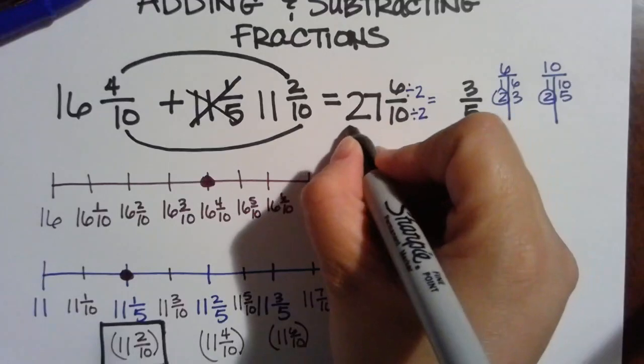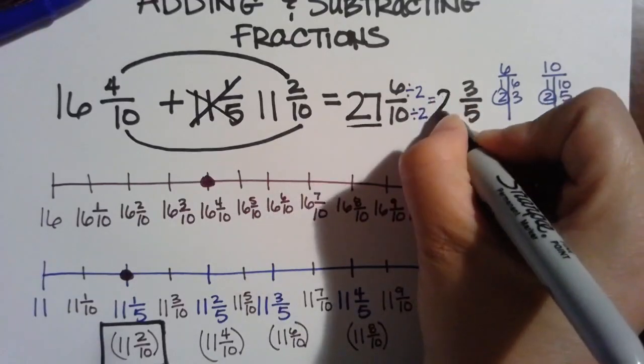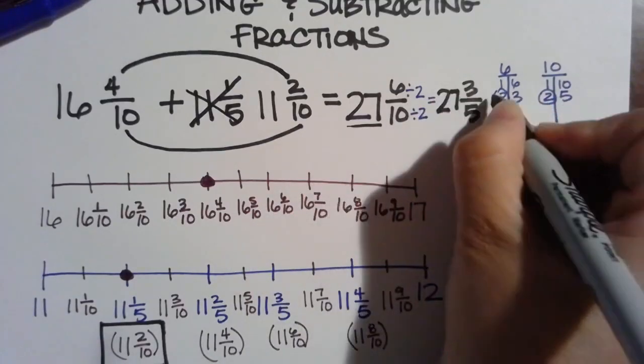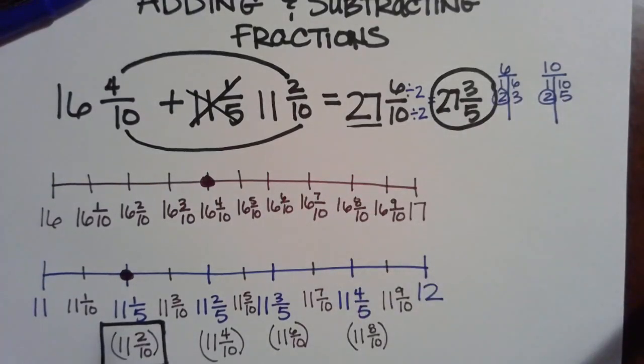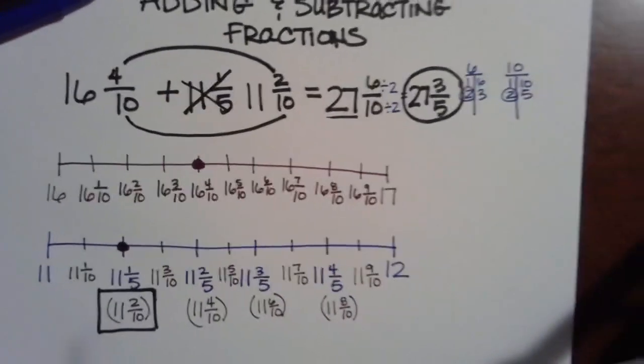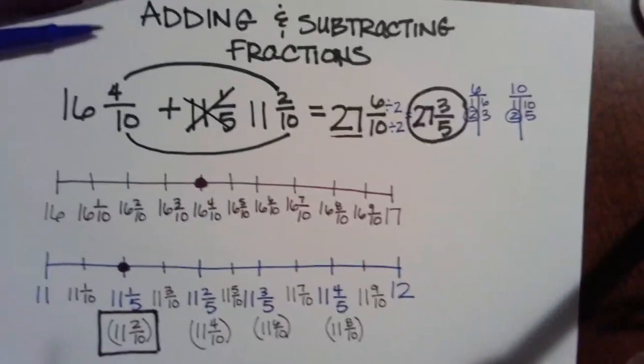And then don't forget your whole number. 27. There's my answer right there. 27 and 3/5.